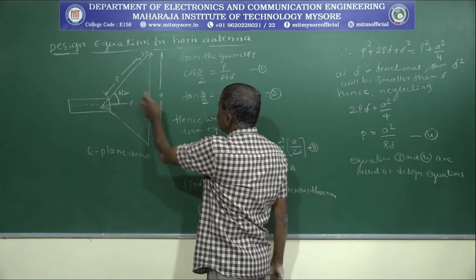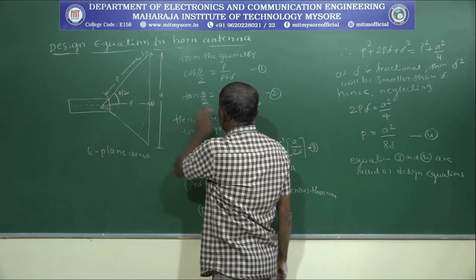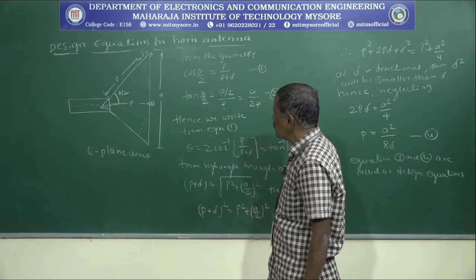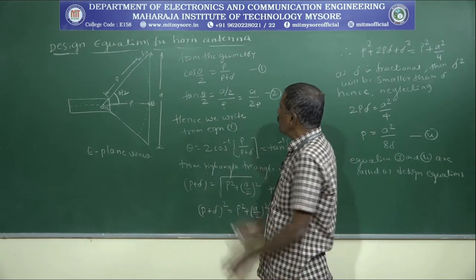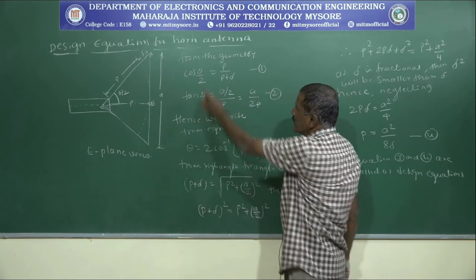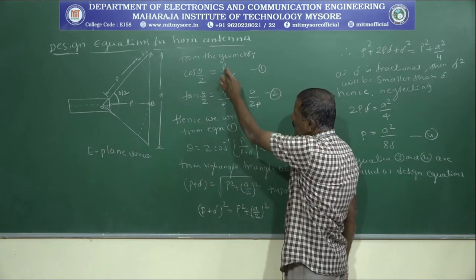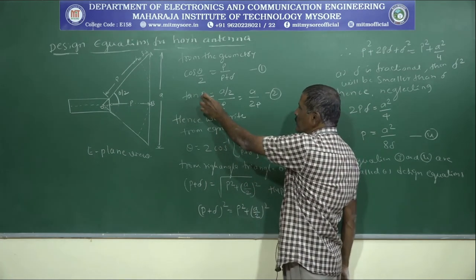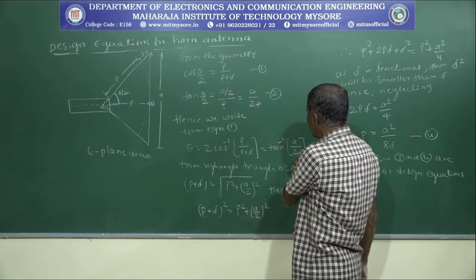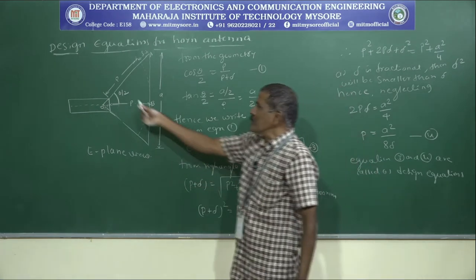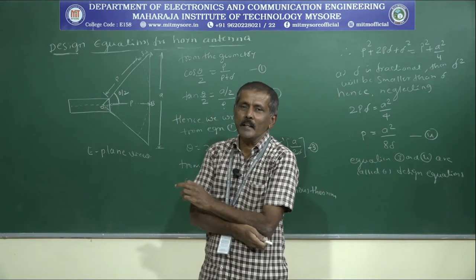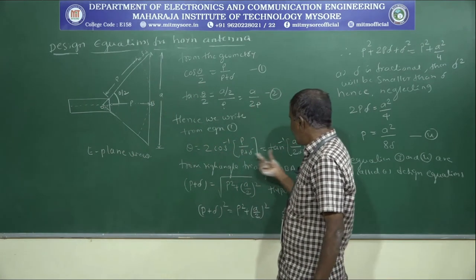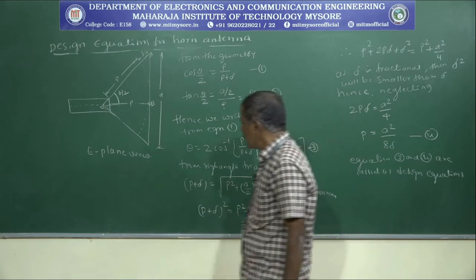So tan of theta by 2 is equal to A divided by 2, divided by P. This you can write as A divided by 2P, equation number 2. Hence, we can write from equation number 1, theta equal to 2 cos inverse of P divided by P plus delta. And similarly from equation 2, theta is equal to 2 tan inverse of A divided by 2P. So this angle theta can be calculated from this equation, or it can be calculated from this equation.